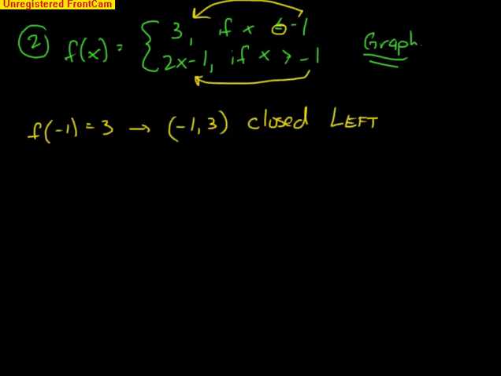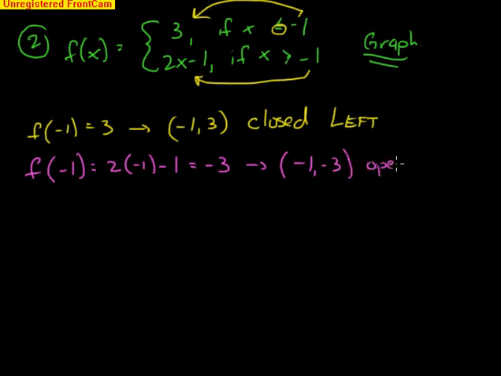So if we do the other one, I'll do it in a different color so you can see, f of -1. We'll plug it in the bottom here. We have 2 times -1 minus 1. That's -2 minus 1, which is -3. So the point we get is -1, -3. And because it's not equal to, this is an open circle, and greater than means we go to the right. Just look at which way the arrow is pointing. So if I look to graph this, I'll do my best to draw a good graph.